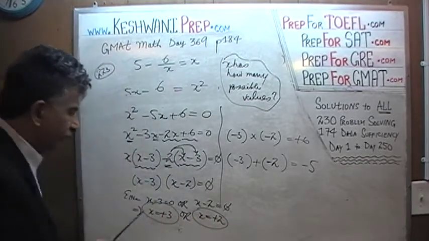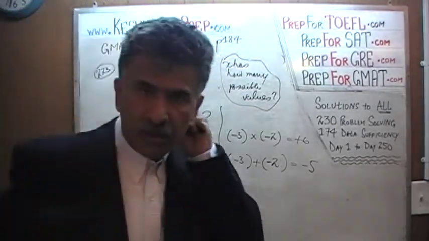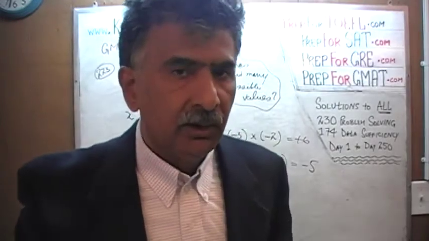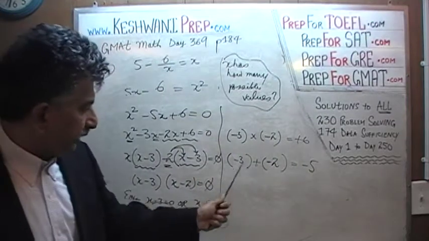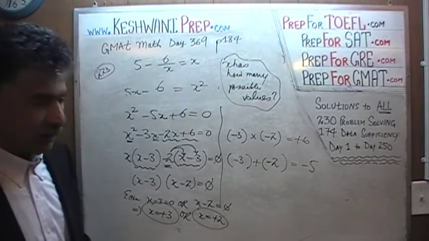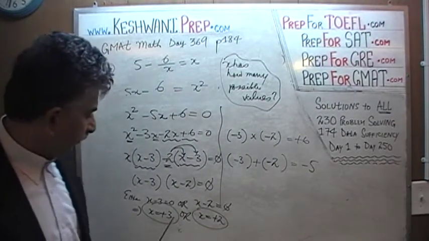But this was a waste of time. Nobody was asking us what the roots are. We simply have to realize immediately that it will have two roots right here, as we saw here, and those two roots are positive 3 and positive 2.